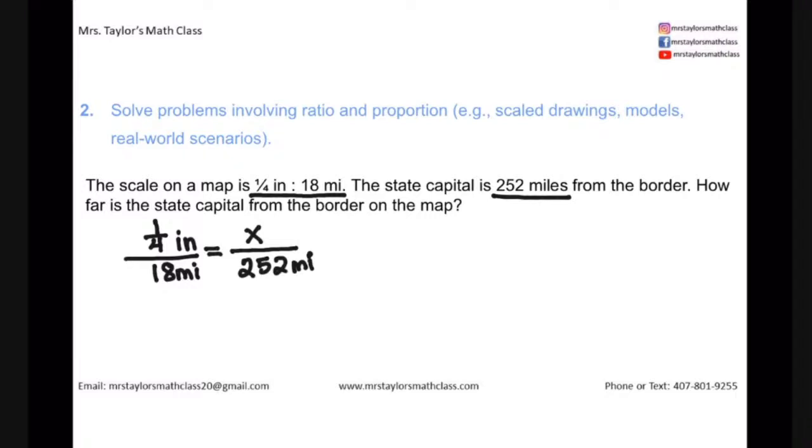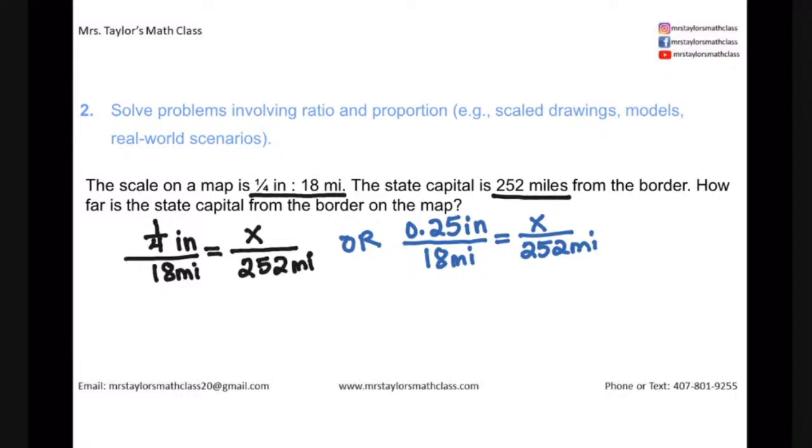Now, if you're not comfortable looking at this fraction like this, you could totally do it a different way. With your calculator, because you are allowed to have a 4-function calculator, you can change that 1/4 to a decimal to make it, I guess, more comfortable for yourself. So you can do 0.25 inches over 18 miles and just set it up like that to make yourself feel more comfortable with the math. Whatever makes you understand it better.